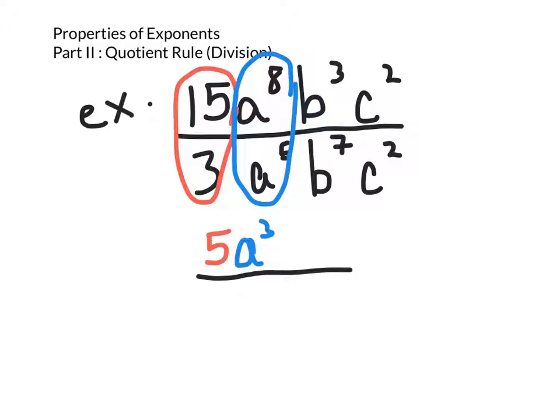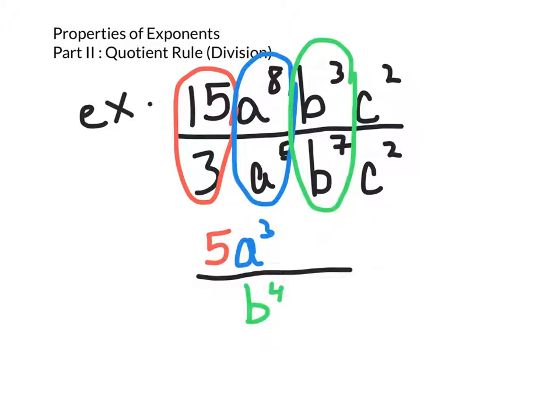The next scenario that I have are the b's, and if I take a look at the b's here, I notice that there are 3 in the numerator and there are 7 in the denominator. And so when I go to subtract these, I'm actually going to end up with 4 b's, but I'm not going to end up with them in the numerator. They're going to actually end up in the denominator. So I'm going to have b to the 4th power down in the denominator.